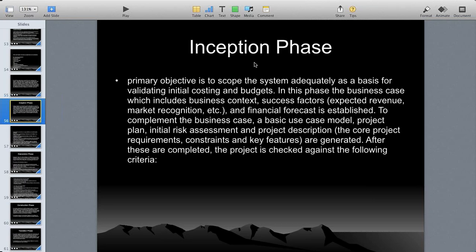So to eradicate that, as a project manager, you have to do initial analysis, financial analysis, market analysis, a lot of groundwork, and only then go ahead. That is the RUP inception process. Here, the primary objective is to scope the system adequately as a basis for validating initial costing and budgets. I'm not saying that every manager is unaware of this. When you are not so confident, when you still have doubt, you follow this. That is what happens, right?